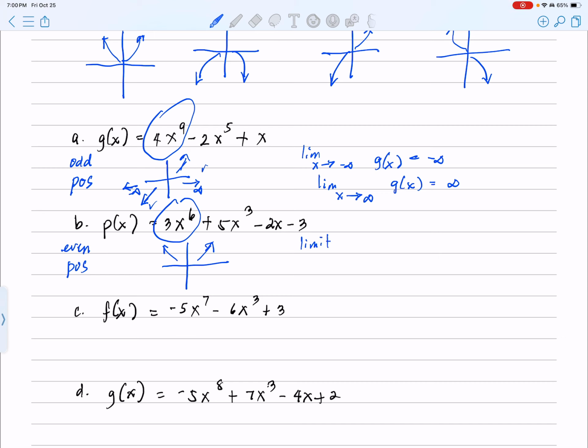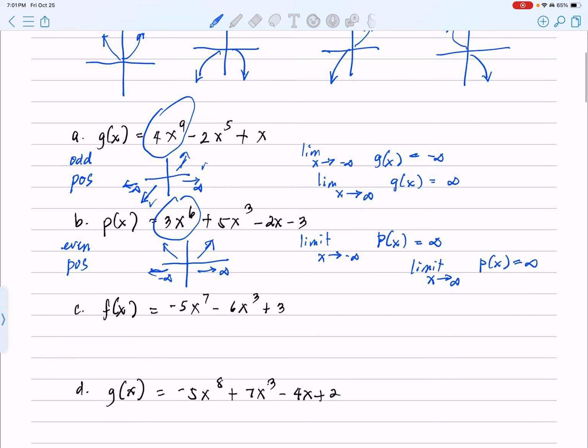Okay, so the limit, this is positive infinity and this is the negative infinity. So the limit when x approaches negative infinity, the p of x is positive, or it approaches positive, and the limit when x approaches positive infinity, the p of x is also positive, because we are talking about even. One up, one down happens for an odd. All right.